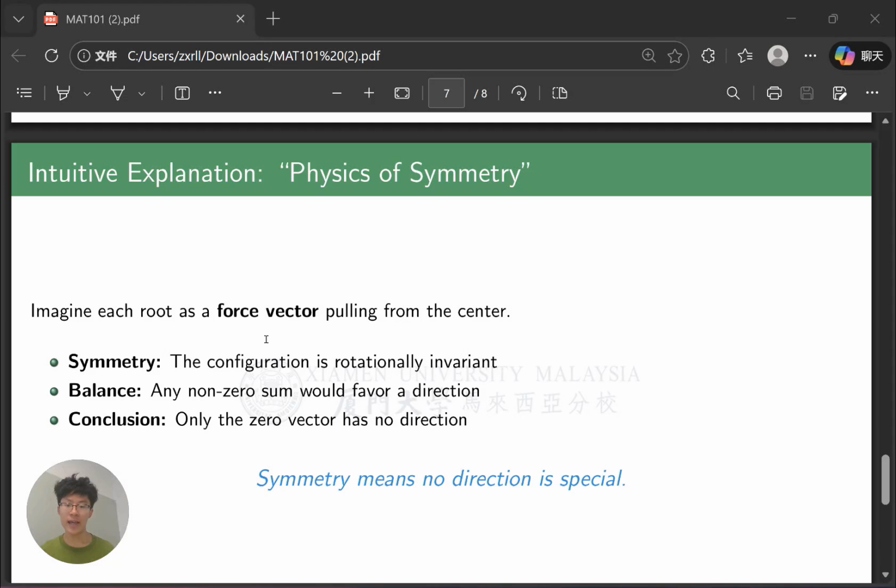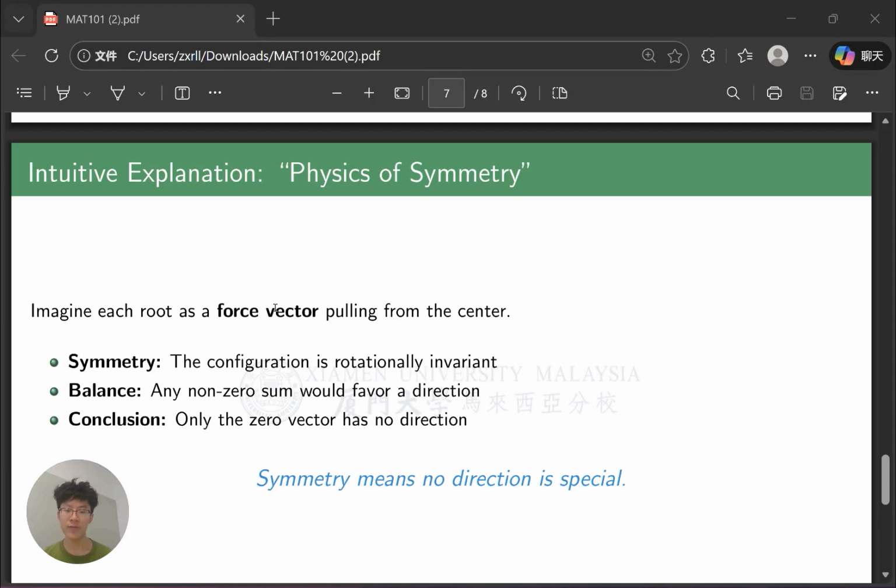We have proven it with algebra, but I believe the best way to understand it is through physical intuition, what I call the physics of symmetry. Let's go back to the Argand diagram. Instead of thinking of them as numbers, imagine the orange point at 0, 0 is a physical object, and each root is a force vector pulling on it. Because the roots form a perfectly regular polygon, the system is rotationally symmetric. There is no preferred direction.